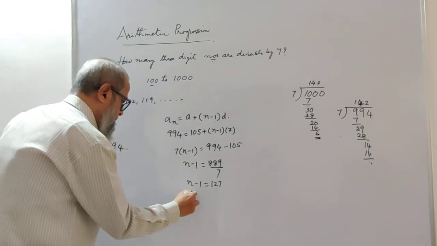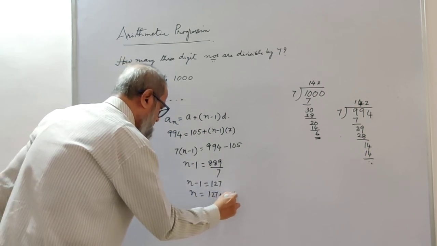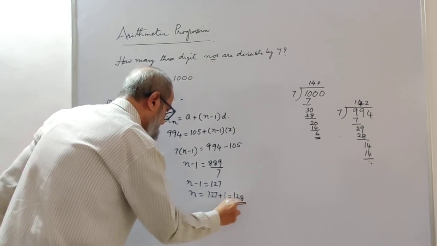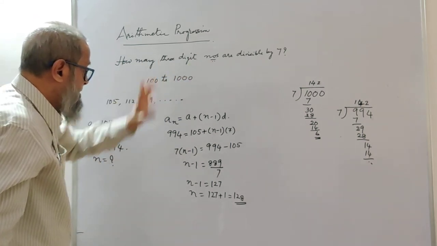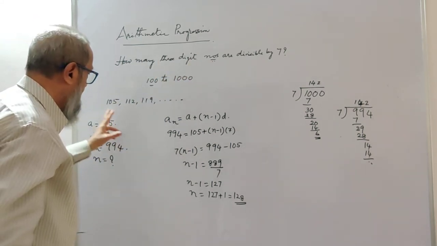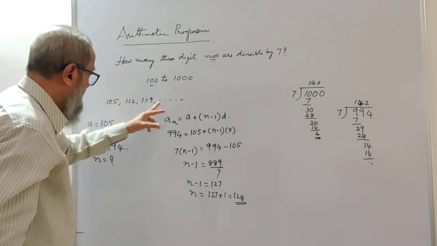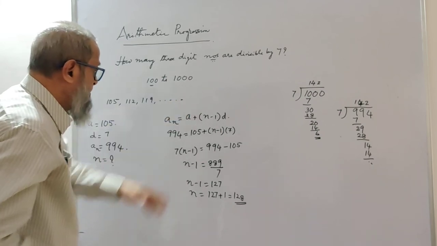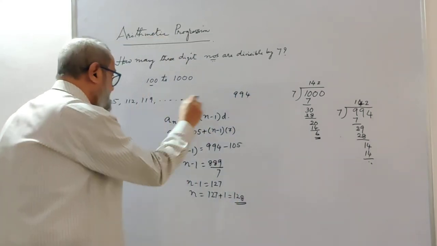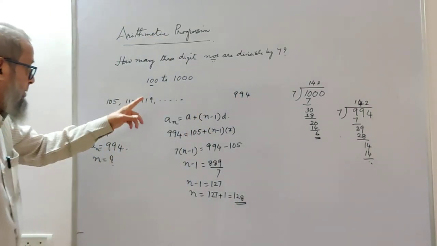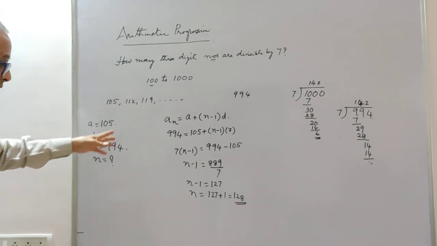So n will be equal to 127 plus 1, that is 128. So there are 128 three digit numbers which are completely divisible by 7. This is the first one, second one, third one, fourth one, fifth one. Like that, if you go up to 994, you will find there are 128 numbers which are multiples of 7. So this is how the problem is to be done.